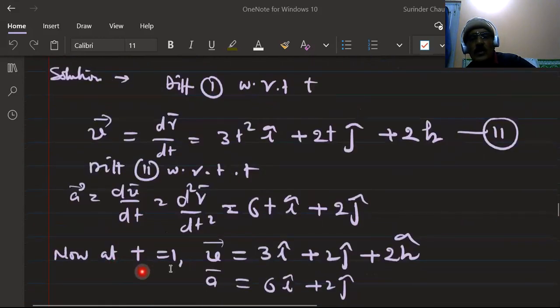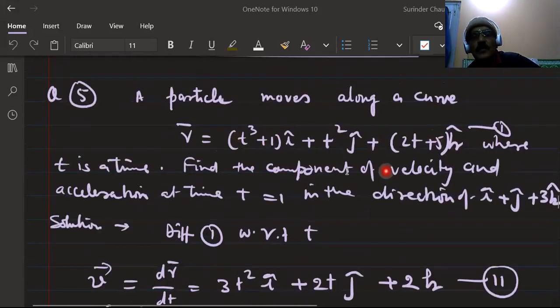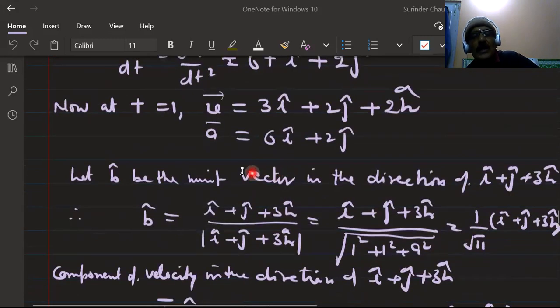Now at time t equal to 1, substitute t equal to 1: this is 3, this is 2, this is 2, this is 6, this is 2. These are the velocity and acceleration at time t when the particle is moving along the curve given by this equation. Now let vector b be the unit vector in the direction. Vector b is equal to the vector divided by its magnitude.